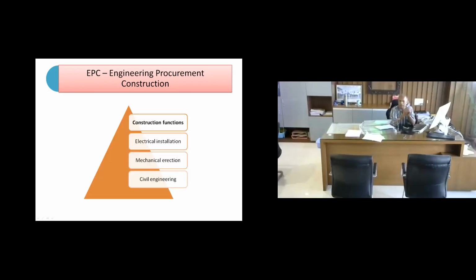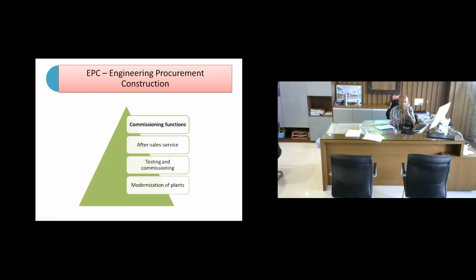Then the construction function. When we say construction, it's not only, say, the building. If you are constructing a crane shed, they will go for erection of your gantry also. They will buy the crane for you. Electrical installation means all lighting, all air conditioning, whatever is required for the building. So it's encompassing all. Then the commissioning function.